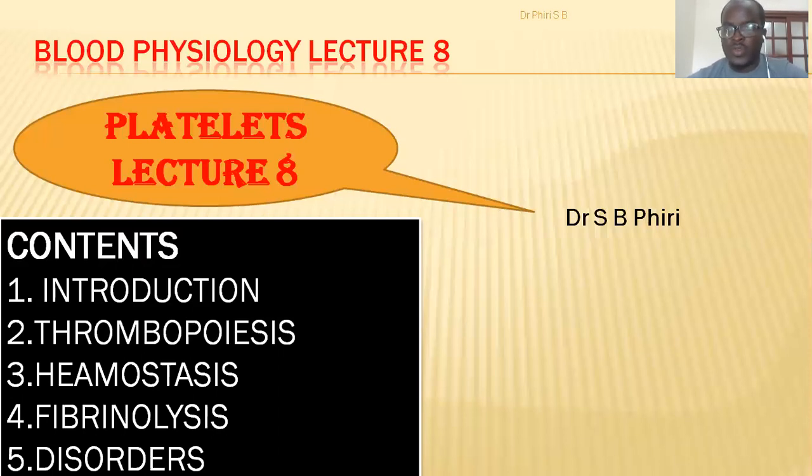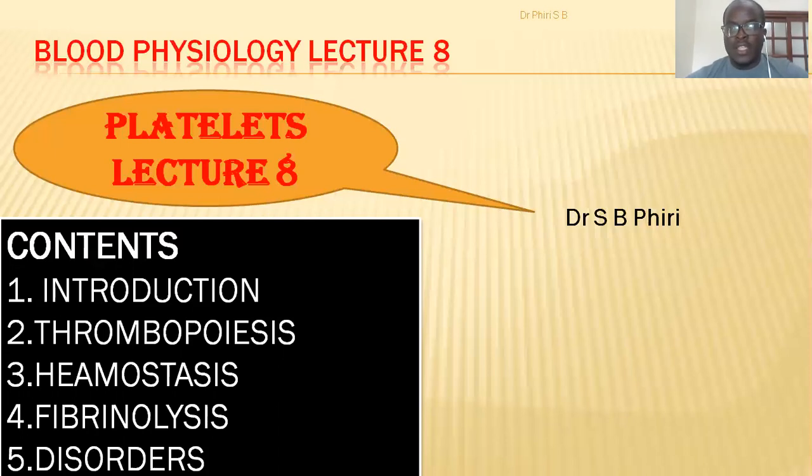Like I said, this is quite a lot of information, so we're not going to manage to finish in just one session. In the first session, we're just going to look at the introduction, thrombopoiesis, and hemostasis. In part two of the video, I'm going to discuss fibrinolysis and also the anticoagulants found within the body, so you have the natural anticoagulants and the fibrinolysis system. And then we're also going to look at disorders associated with platelets. Okay, that's just the layout.